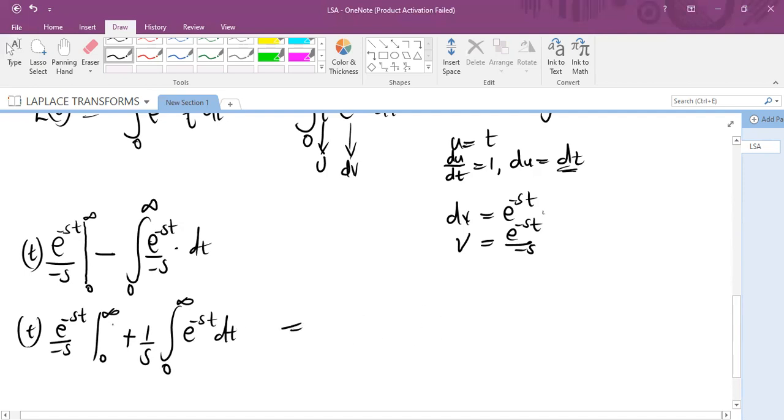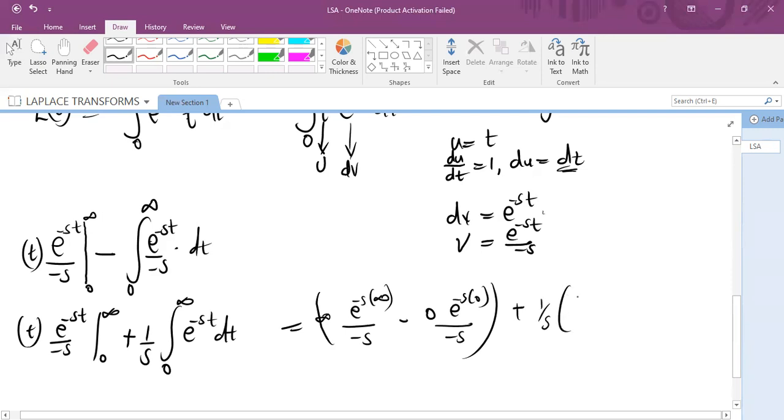So what does this give? I want to insert the ranges. Inserting first the infinity, if we put infinity here, we will have infinity, then exponential minus s infinity over minus s, minus, inserting 0, we will have 0, then exponential minus s of 0 over minus s. So that's for the first part there, plus 1 over s, integrating exponential minus st, we will have exponential minus st over minus s, and the range is from 0 to infinity.